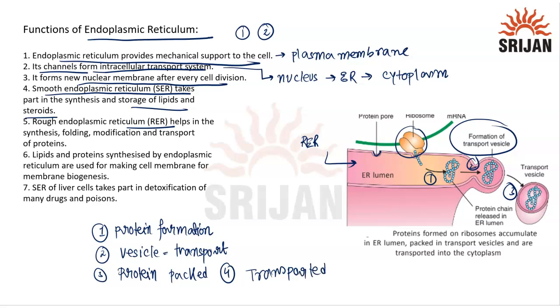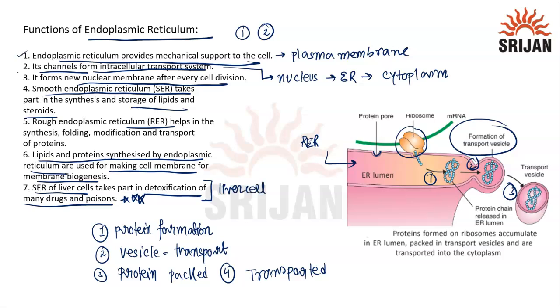Okay. Now, lipid and protein synthesis by endoplasmic reticulum are used for making cell membrane and membrane biogenesis. Biogenesis means again formation of it biologically. Genesis means something we are forming. The SER of the liver cells takes part in detoxification of many drugs and poisons. Very important line we need to understand, as we know that the liver cells help in the detoxification of the body. So these are some important functions.